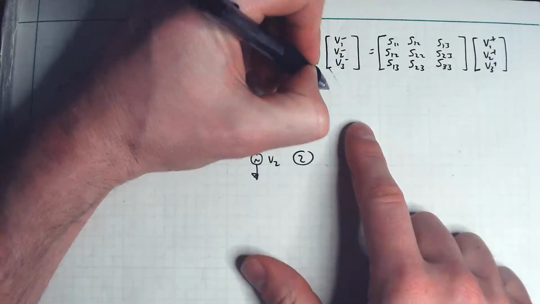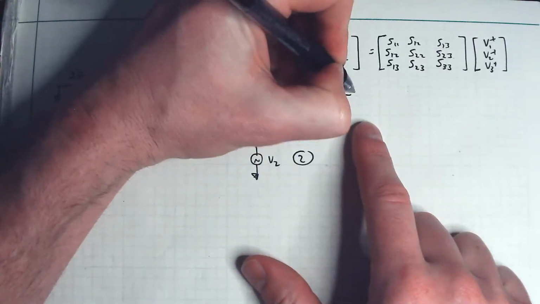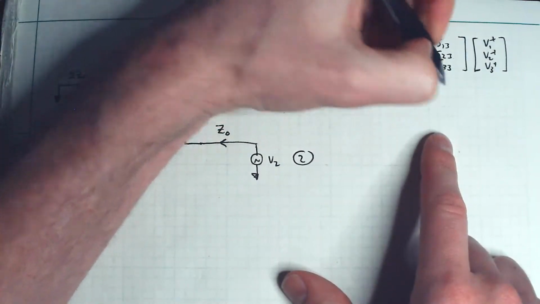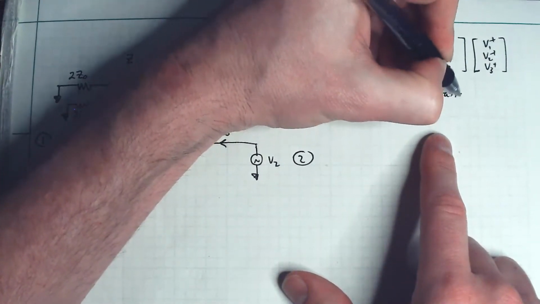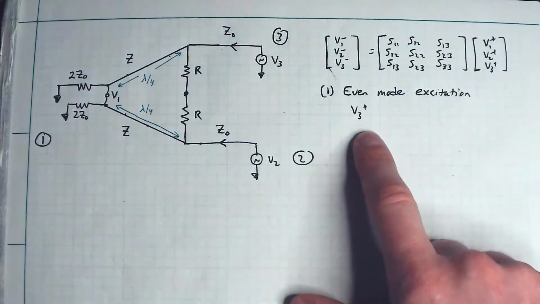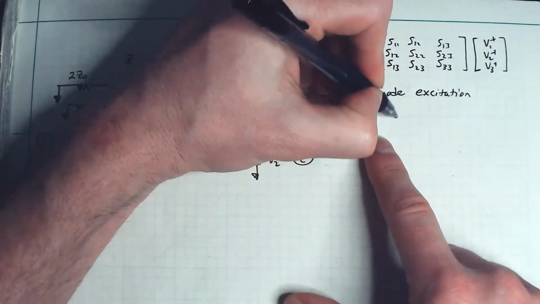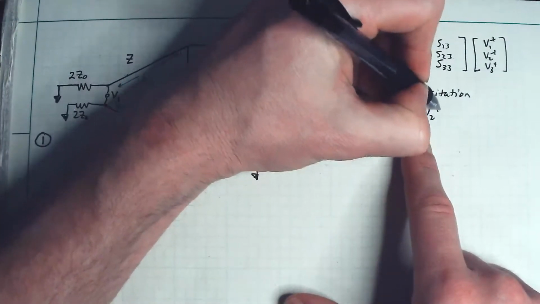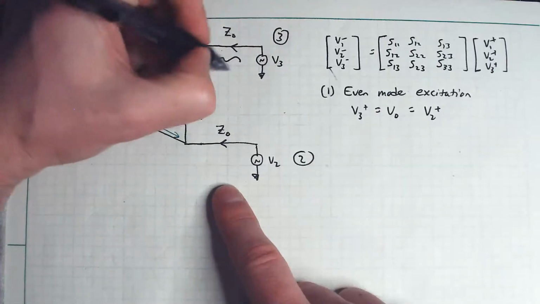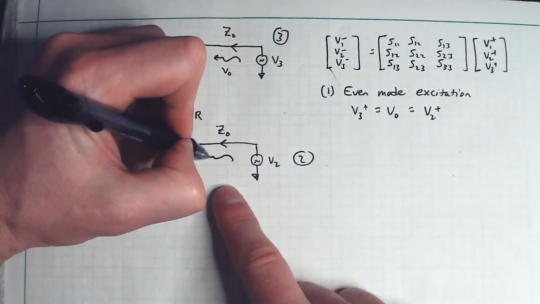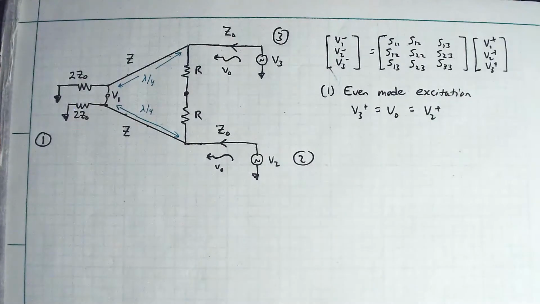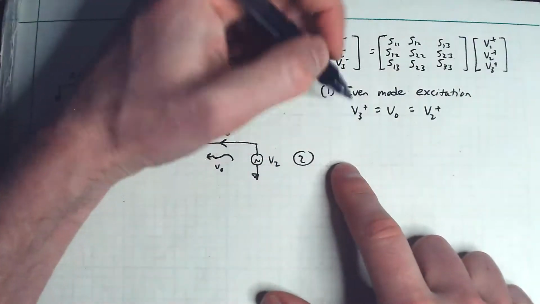Okay, so case number one is going to be the even mode excitation, where I'm going to say V3 plus is just going to be some value V naught, which is also going to be the value of V2 plus. So in other words, you imagine there's some signal V naught exciting here, and another signal V naught exciting here at the same time, represented by these little voltage sources here.